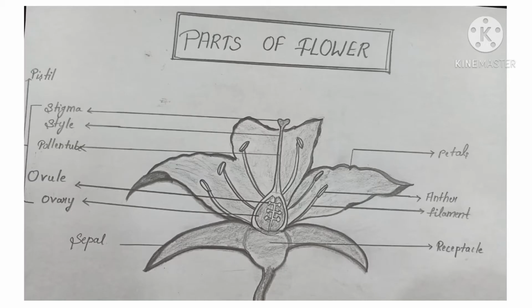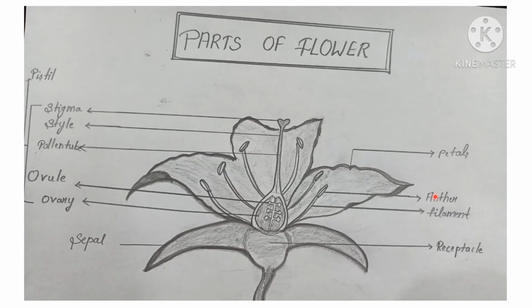Today, let us discuss the important topic, parts of a flower. The flower is the reproductive part of a plant, and it is important because it helps in attracting pollinators, production of nectar, and pollination. Coming to the parts of a flower, we come across petals, filament, receptacle, sepals, ovary, ovules, pollen tube, style, and stigma.